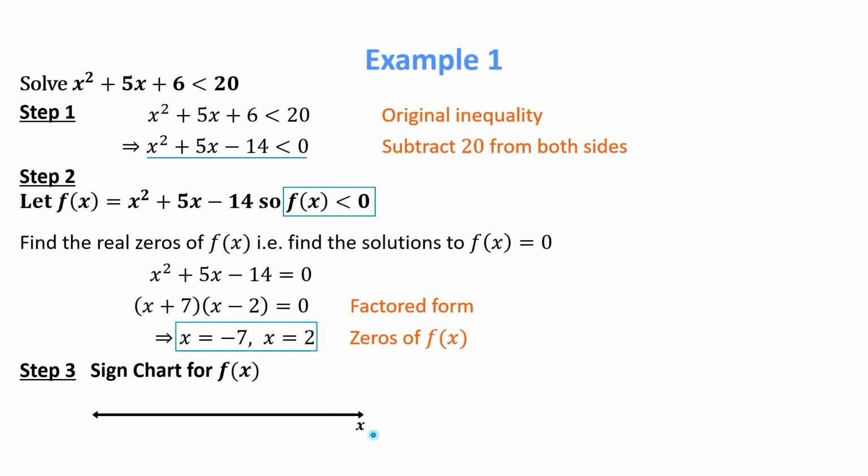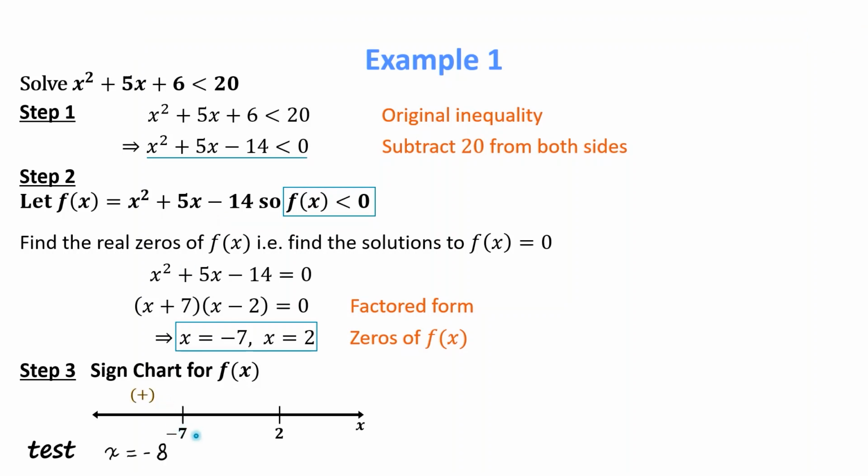So we have our x-axis, we'll input our real zeros minus 7 and 2, and then we'll need some test values to help us decide what signs should go in which interval. So in this first interval here, which is less than minus 7, I've picked the value minus 8. And you can pick any value you want as long as it's less than minus 7. And we substitute this into this function over here. And we end up with a positive value, and we indicate that with a positive sign.